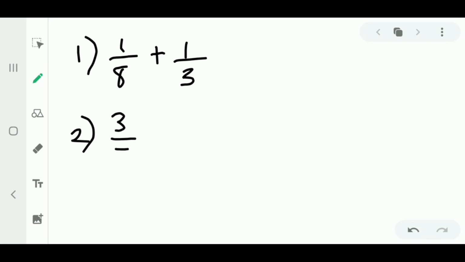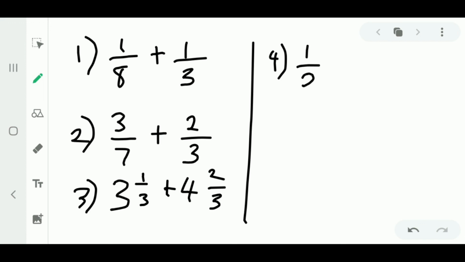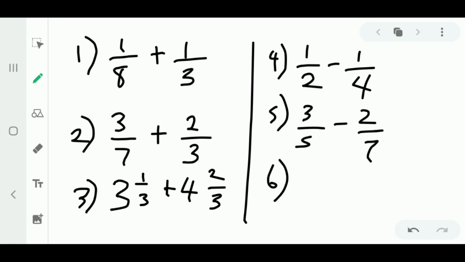So the first one is 1 over 8 plus a third. 2, 3 over 7 plus 2 over 3. 3, 3 and a third plus 4 and 2/3. 4, a half minus a quarter. 5, 3 over 5 minus 2 over 7. 6, 2 and 3 over 4 minus 5 over 6. So you can pause the video here while I write the answers for the questions.